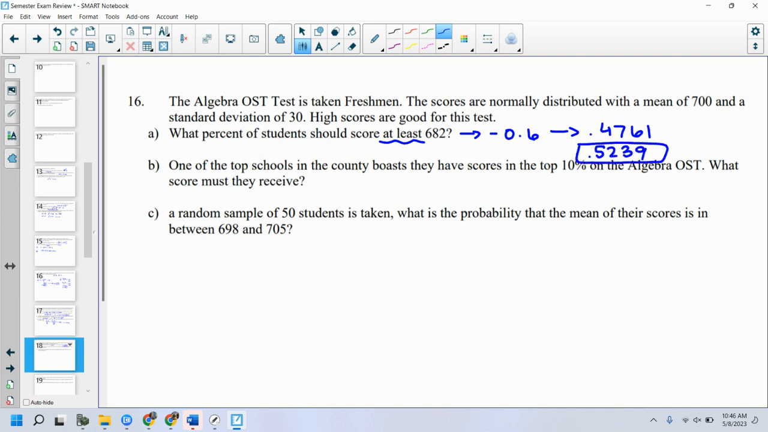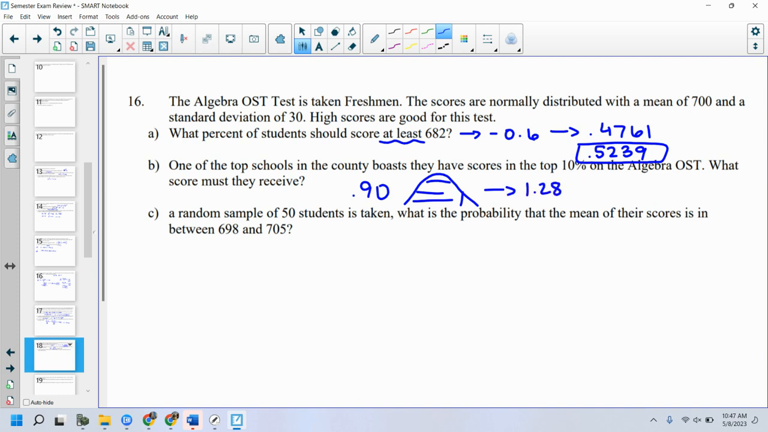One of the schools in the county boasts that they have scores in the top 10% in the algebra OST. What score must they have gotten? So they are better than 90% of the other schools, right? 90% of the other schools are down here. So I'm going to go to my z-score table and look for 0.9. Because that's going to tell me the z-score that they should get. So 0.9 flat. Looks like it's 1.28 in rounding.